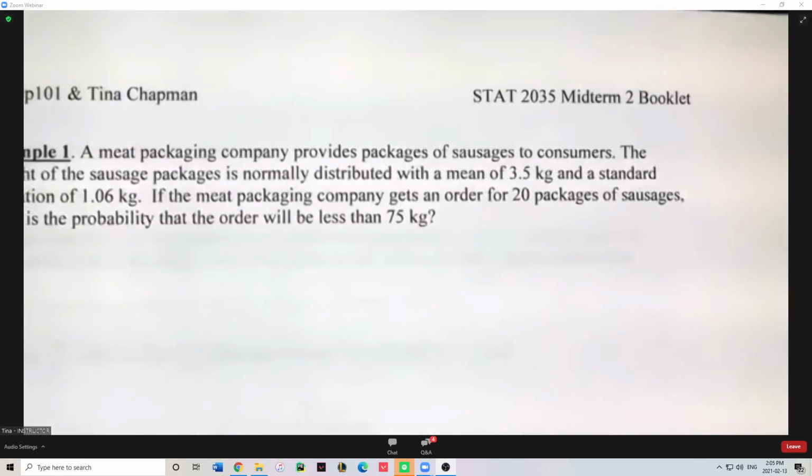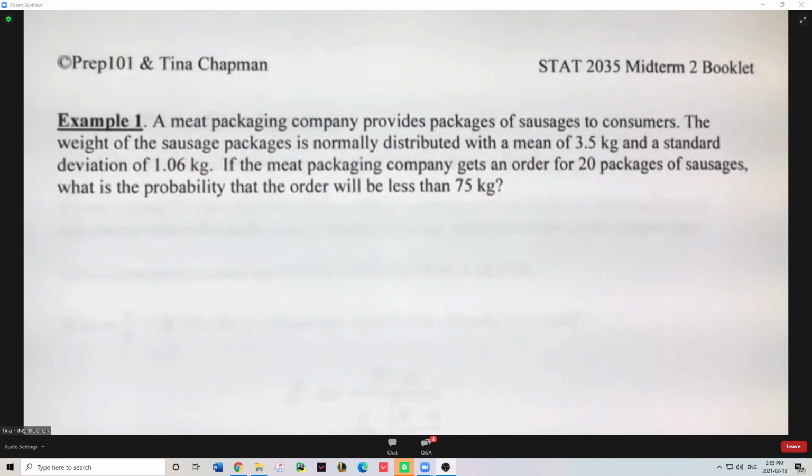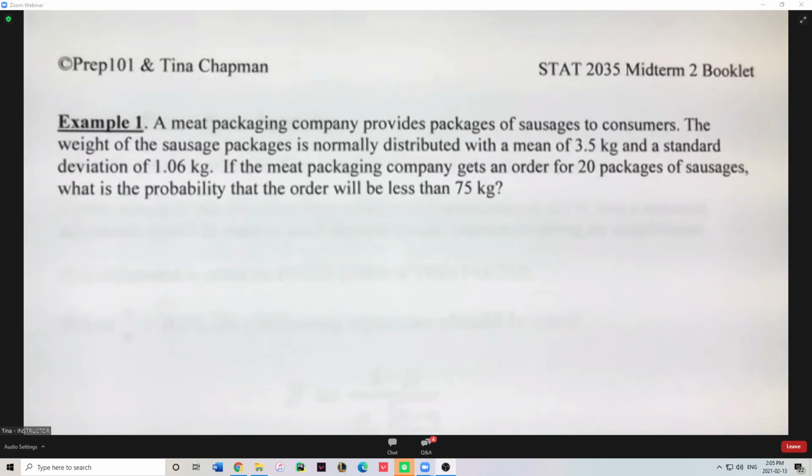Okay. So number 1, a meat packaging company provides packages of sausages to customers. The weight of the sausages are normally distributed with a mean of 3.5 and a standard deviation of 1.06. If the meat packaging company gets an order for 20 packs of sausages, what is the probability the order will be less than 75 kilograms? Okay, so the order will be less than 75. So they're giving you a total there.